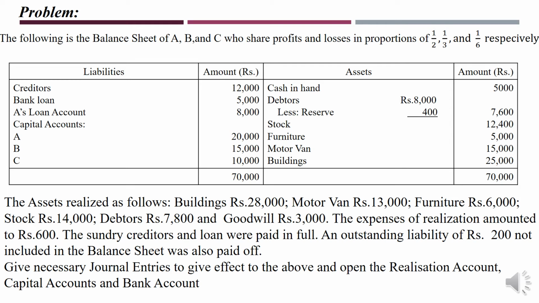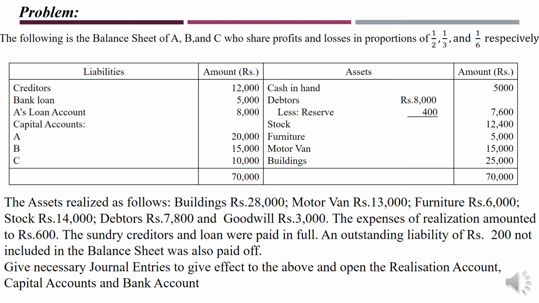The expenses of the realization amounted to rupees 600. The sundry creditors and loans were paid in full. So here there are two outsiders' obligations, creditors and bank loan, and they are paid in full. Then an outstanding liability of 200 not included in the balance sheet was also paid off. There is an outsider's liability, an outstanding liability, which was not recorded here, to be paid off. Give the journal entries to give effect to the above and open a realization account and bank account.